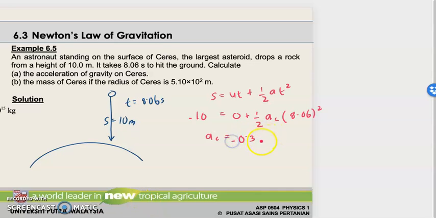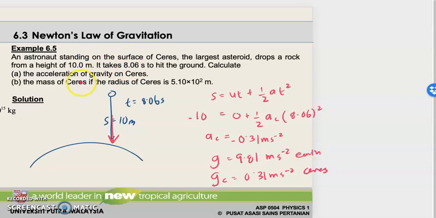So the acceleration on Ceres is minus 0.31 meter per second squared, which means that the acceleration is going down. That is the direction, but the magnitude is simply 0.31 meter per second squared. Just like we had gravity is 9.81, the gravity on Ceres is 0.31 meter per second squared. This is for Earth, and this is for Ceres.